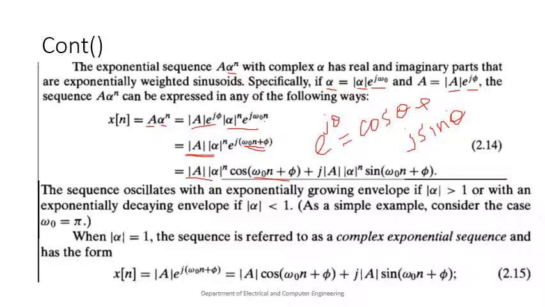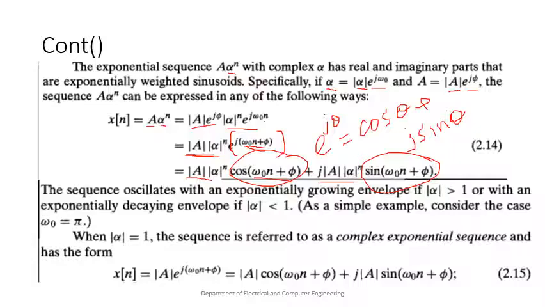Okay, so this was like this. If you open this, we will multiply this magnitude with both the quantities. So j a magnitude alpha and sine of theta. So now we know that this is sinusoidal, this is sinusoidal. But we know that a magnitude alpha raised to power n. Now the sequence oscillates with exponentially growing envelope.